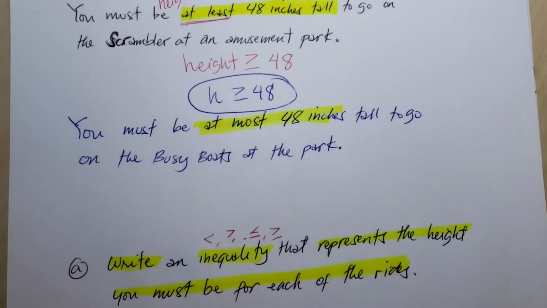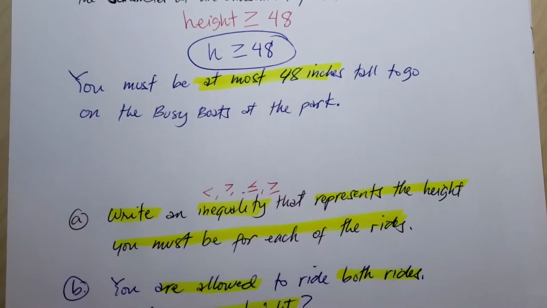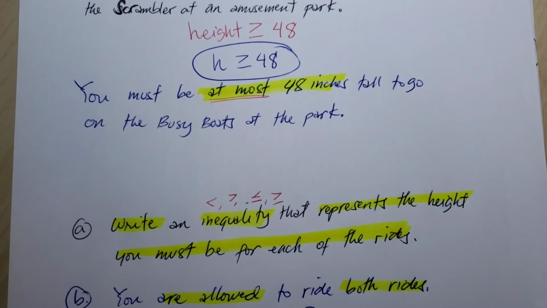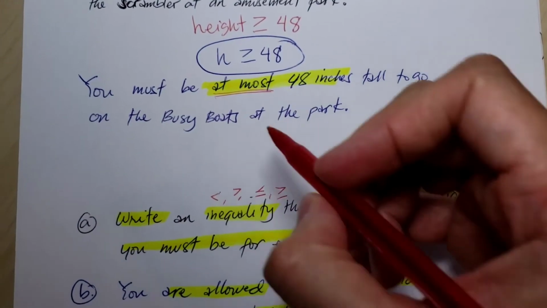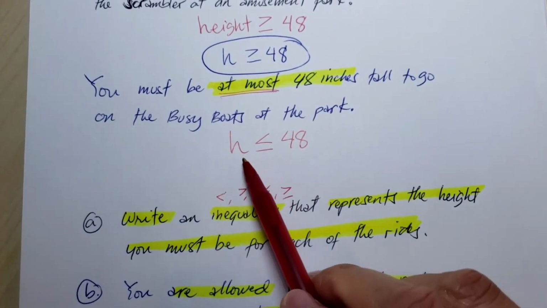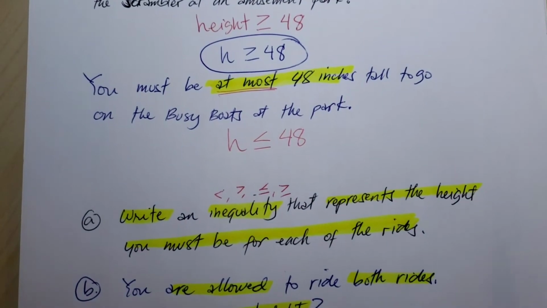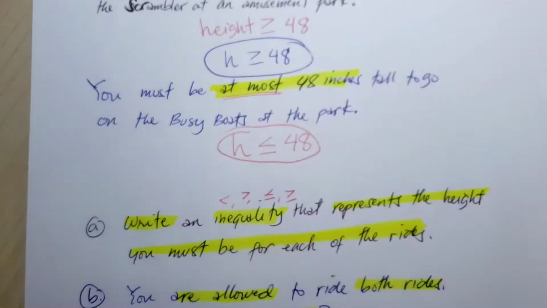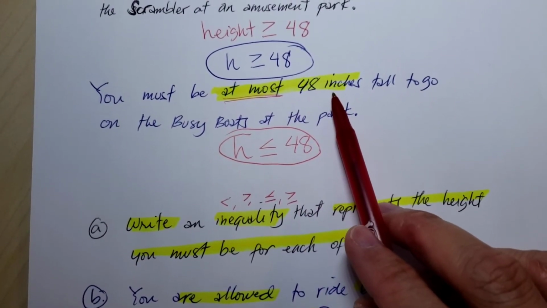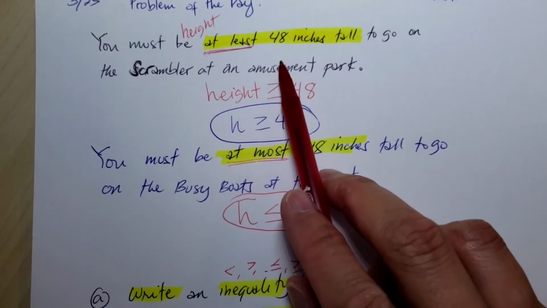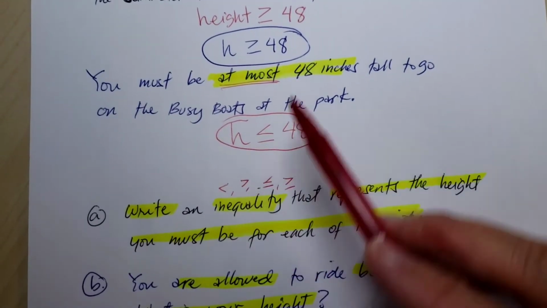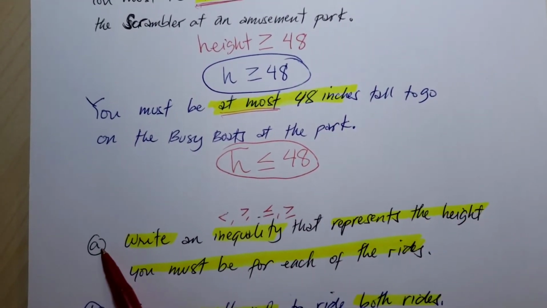Now, the second, it says you must be at most 48 inches. So the phrase at most means that is your maximum height. So your height should be less than or equal to 48 inches. So again, h represents the height. Now, this would be your answer, because the word at most means you should not exceed 48 inches. And the word at least means you should be at minimum 48 inches tall to get on the scrambler. So these are our answers for part A.